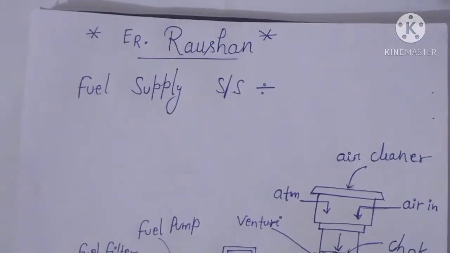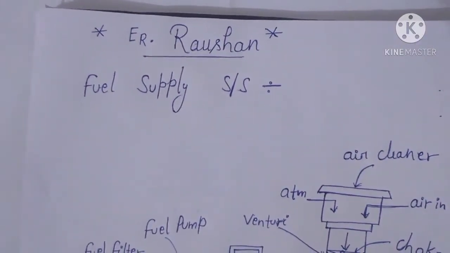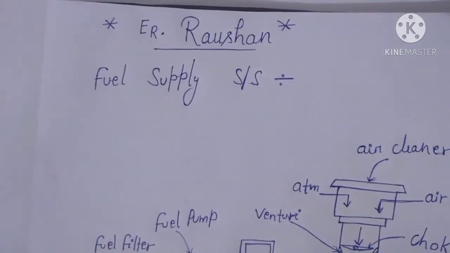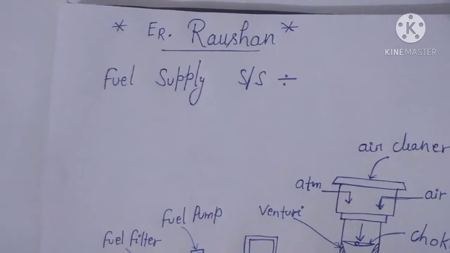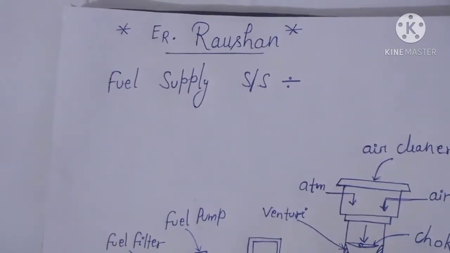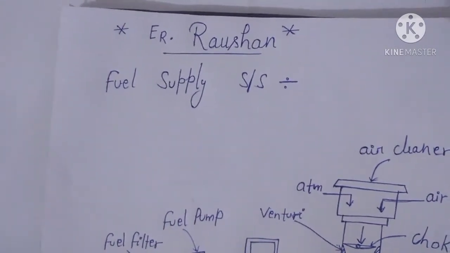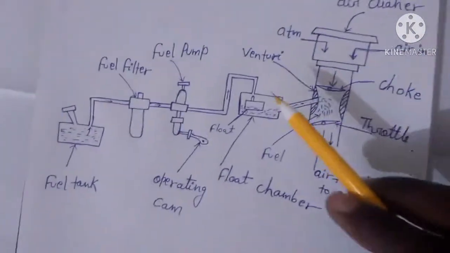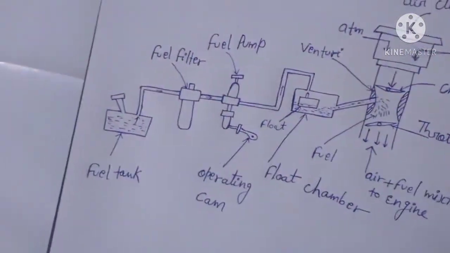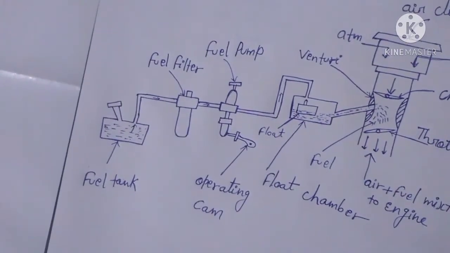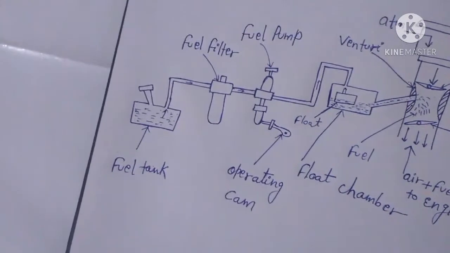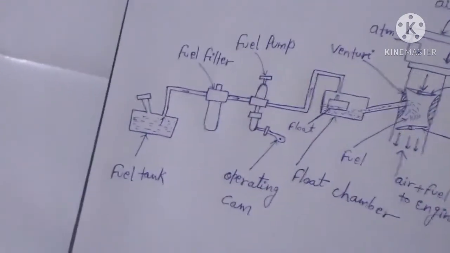Good evening, friends. Today the new topic is the fuel supply system. Generally, this fuel supply system is used in four-wheeler automobiles. The fuel tank is located, you see here, this is the fuel tank. The fuel tank is located away from the engine to avoid vapor lock and fire hazards.